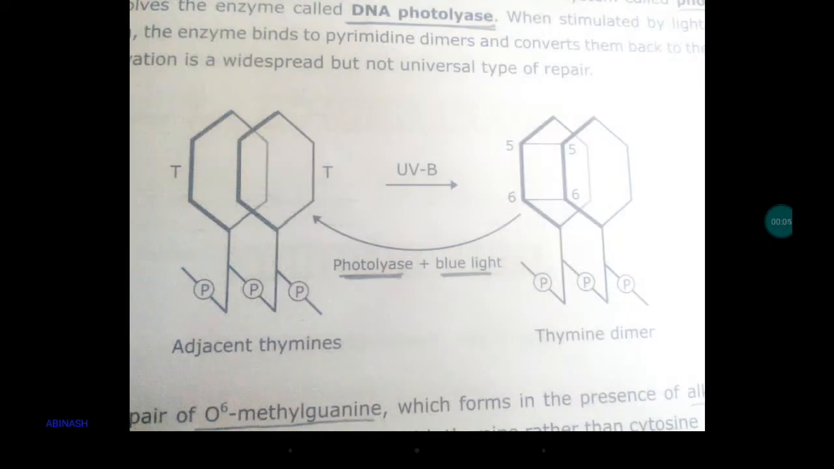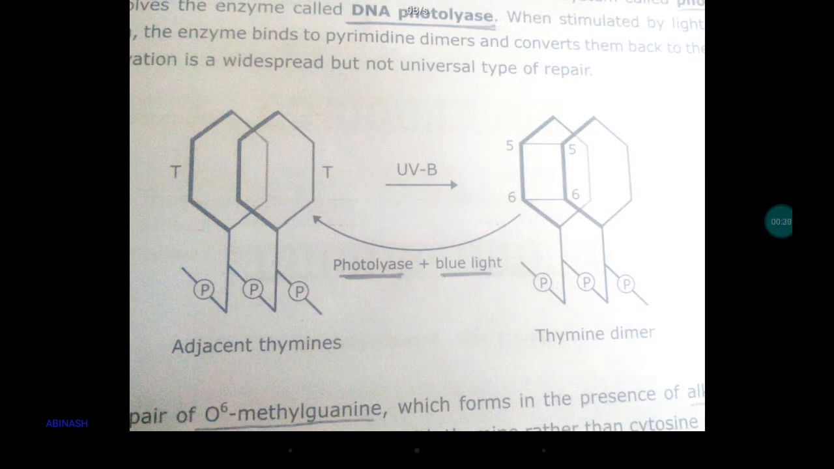So today's topic is DNA repair. Basically, the DNA repair system is based on four types: direct repair, excision repair, mismatch repair, and recombination repair. Direct repair mainly includes two types: pyrimidine dimer repair, and another one is methyl guanine repair. So what happens?